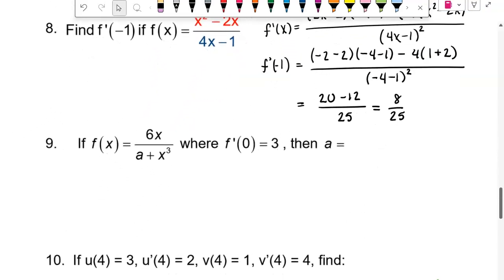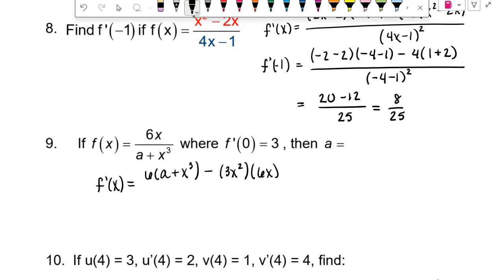In number 9, it says if f of x equals 6x divided by a plus x cubed, where f prime of 0 equals 3, then a equals, so we're going to treat a like a constant. So we're going to take the derivative of f, so you've got the derivative of the numerator times the denominator minus the derivative of the denominator. Now when I take the derivative of a constant, it's going to go away, so we're left with 3x squared times the numerator divided by the denominator squared.